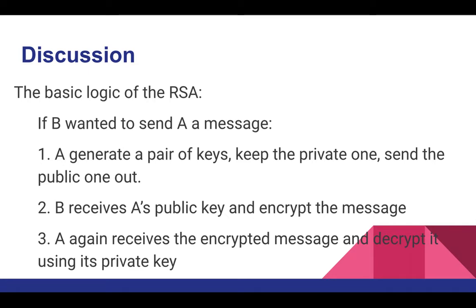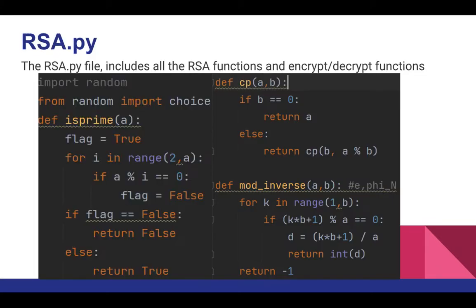And the basic logic for RSA is, for example, B wants to send A a message. First, A generates a pair of keys, keeps the private one, and sends the public one out. Second, B receives A's public key and then encrypts the message. Finally, A receives the encrypted message and decrypts it using its private key. So it will come out as the initial message B sent to A.